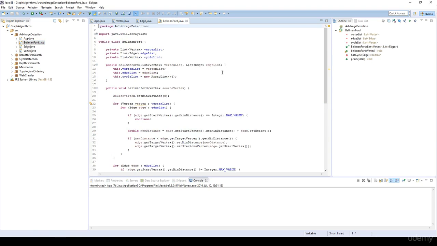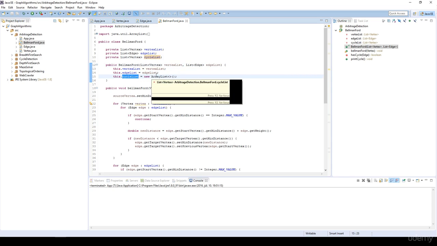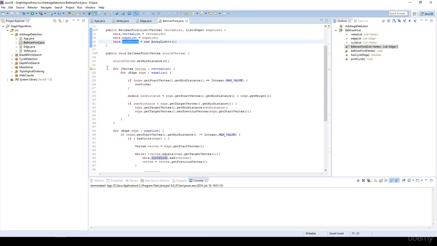The Bellman-Ford algorithm is the same. We have the vertex list, we have the edge list, we have the cycle list. We are going to put the currencies that form the cycle in a list of vertices, and that's called a cycle list. In the constructor we have the vertex list and the edge list, and of course we have to instantiate the cycle list in order to avoid null pointer exception. We set the source vertex to set minimum distance 0 because this is the starting vertex.